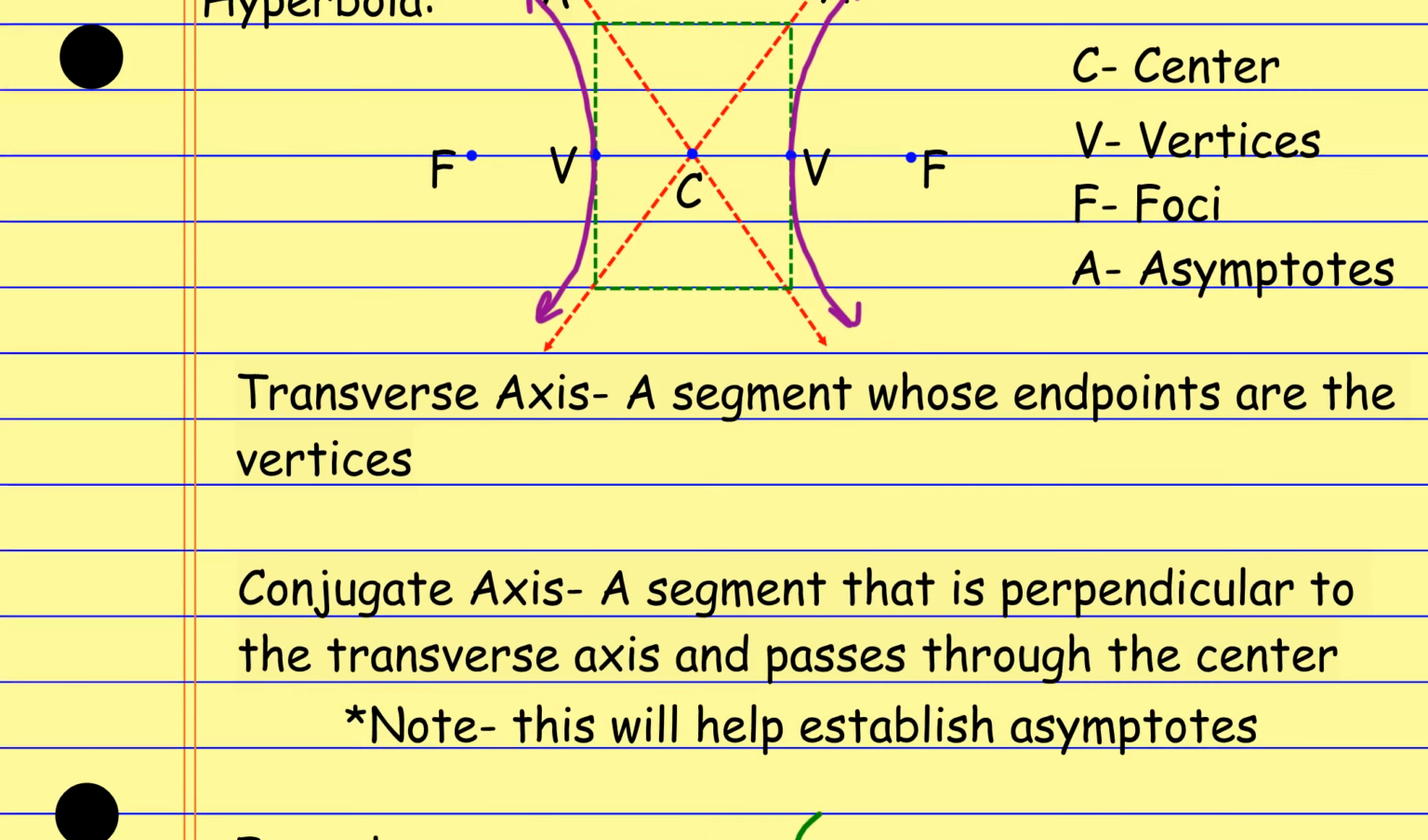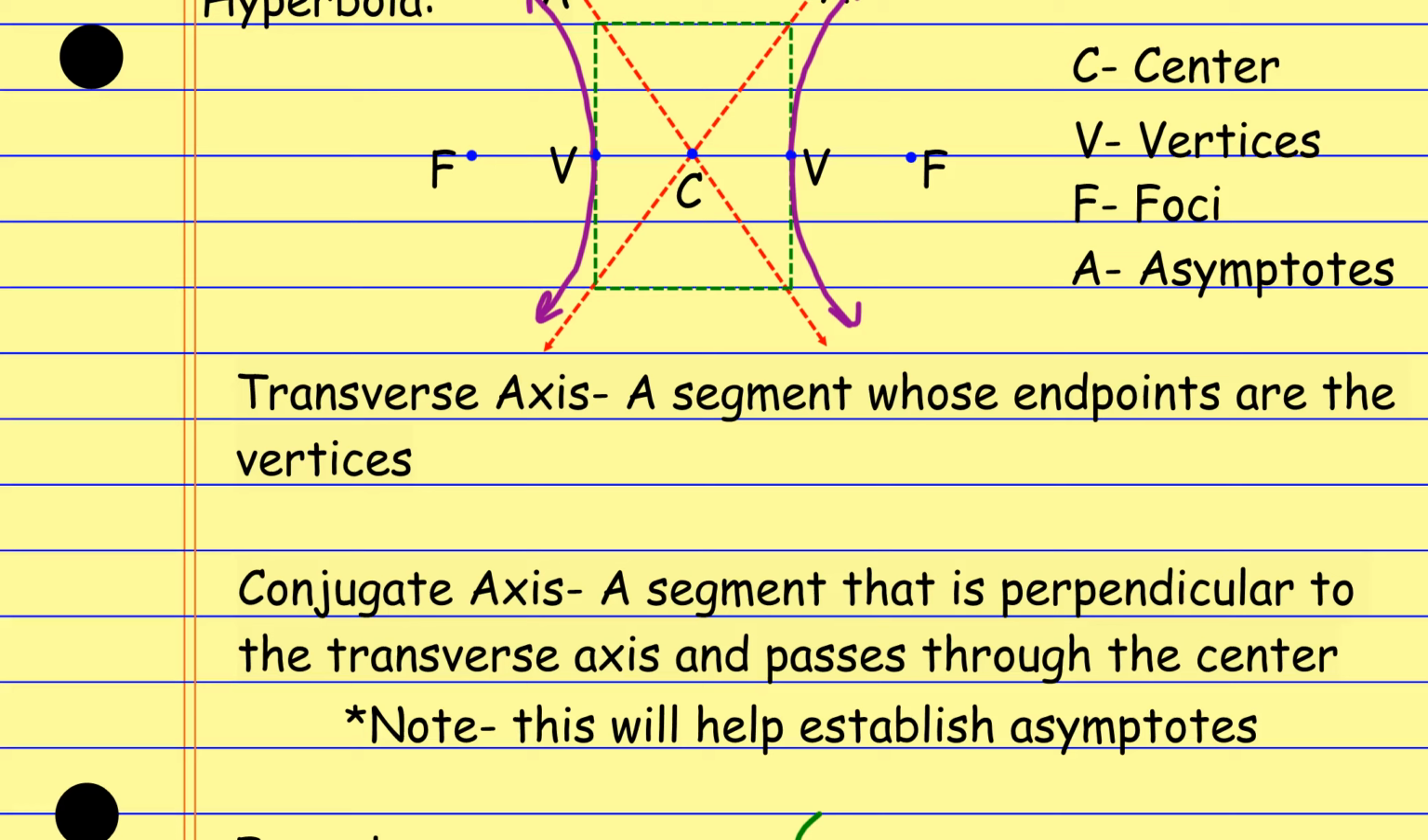The transverse axis is a segment whose endpoints are the vertices. It's just the axis that goes across the center and whose endpoints are the vertices. The only reason we don't call this major and minor now is that with the ellipse we had major and minor, and the implication was that the major had to be larger. In this case, the transverse does not have to be bigger than the conjugate axis. So that's the real main difference here.